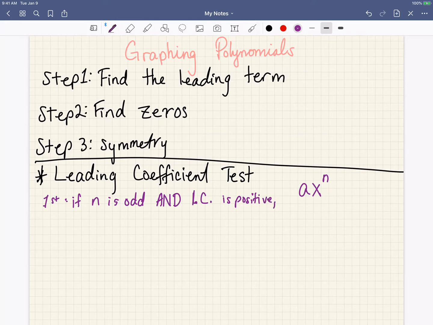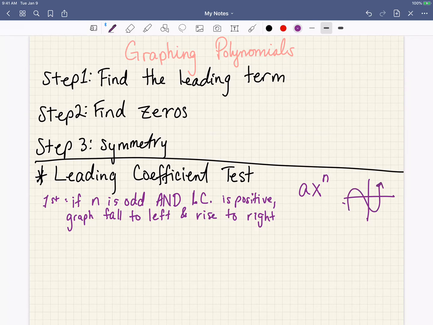That means that my graph will fall on the left or to the left, fall to left, and rise to right. So that just means that the graph, when it's graphed, and I'll erase this in a second, it's going to just look like this, right? It's going to be going down on the left side, up on the right. So that's what this leading coefficient, there's 4 cases, I believe.